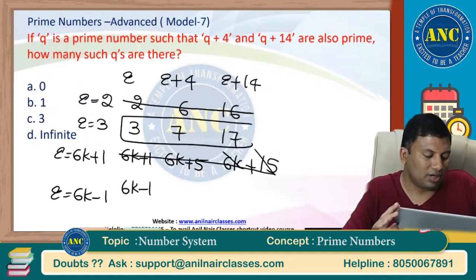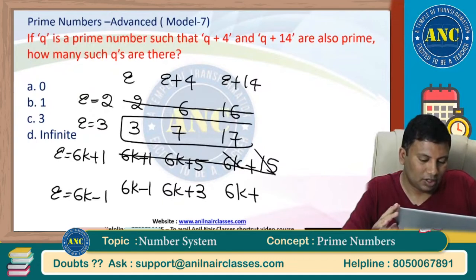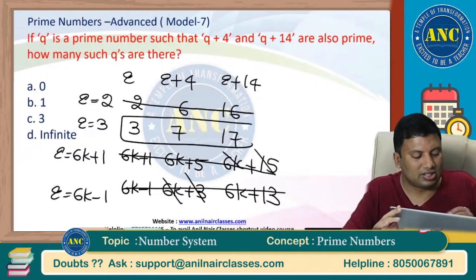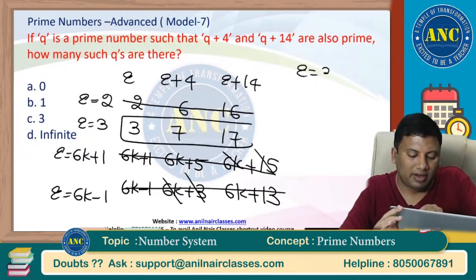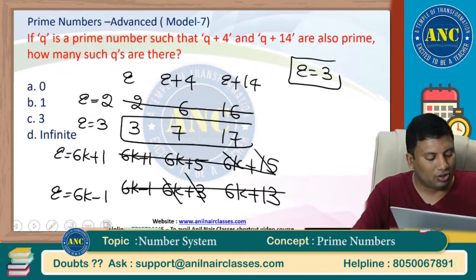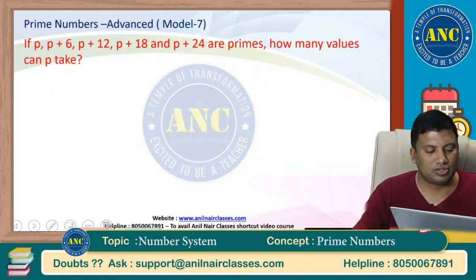6k minus 1, 6k plus 3, and 6k plus 13 are divisible by 3. This case is not possible. So how many values can k take? Only one value. Q is equivalent to 3. Previous year questions are also over.